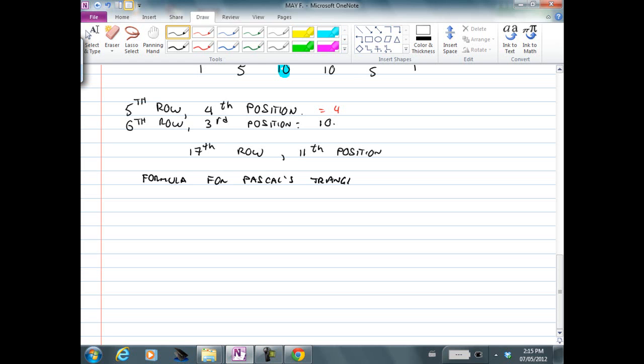Because I don't want to sit here and write down 17 rows. One year, a student did that. He forgot the formula, so guess what he did? He sat here for half an hour drawing 17 rows out, and still got it wrong. So he wasted half an hour. So the formula is actually this formula.